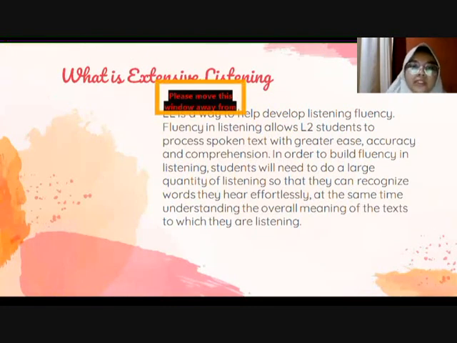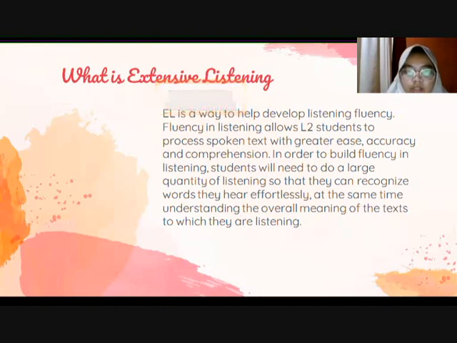Now we move to extensive listening. Extensive listening is a way to help develop listening fluency. Fluency in listening allows L2 students to process spoken text with greater ease, accuracy, and comprehension. In order to build fluency in listening, students will need to do a large quantity of listening so that they can recognize words they hear effortlessly. At the same time, they understand the overall meaning of the text to which they are listening.